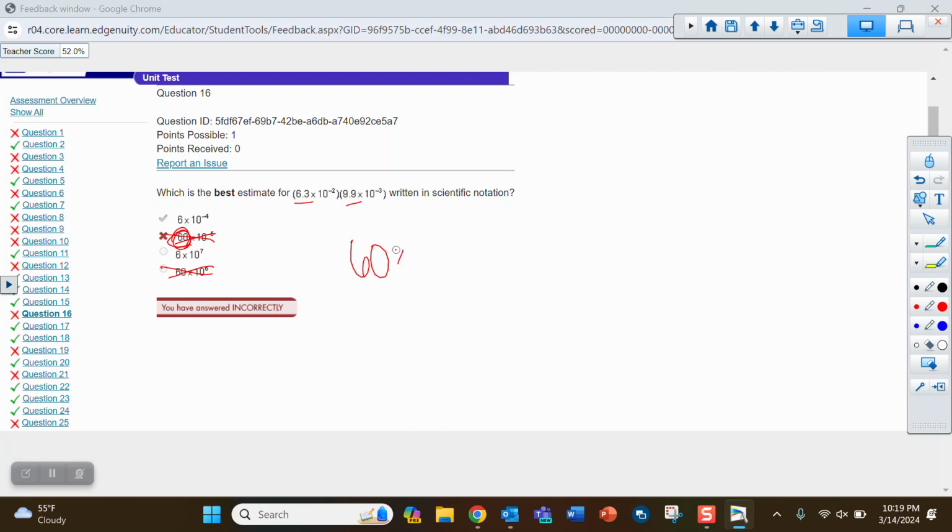It would be 60. If we add our exponents, we get the negative 5. But then we have to fix this by moving the decimal in one time, right? We're dividing by 10. So I have to compensate by showing an additional 10 that we're multiplying by, which means we're adding 1 to this exponent of negative 5.